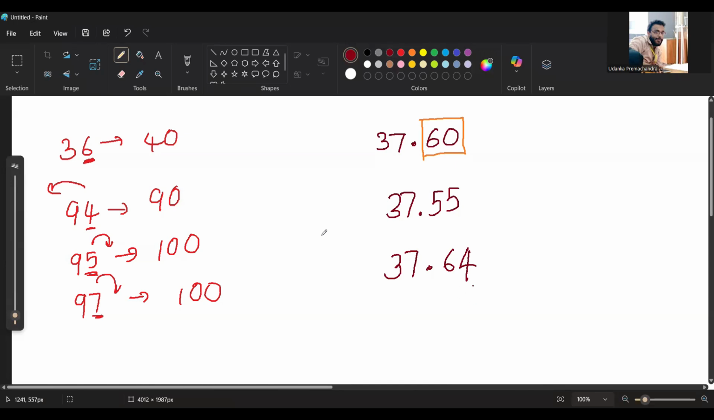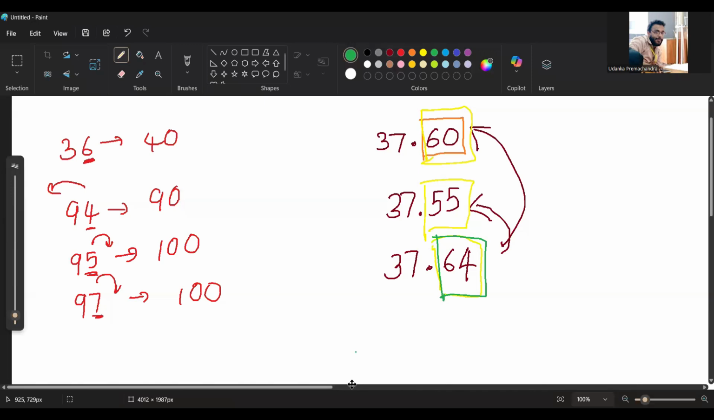64. The final answer after rounding should be 60. Is that clear? After rounding, it becomes 60. The smallest value that rounds to 60 should be what? 55. The largest value that rounds to 60 should be what? 64. If they take 65, it becomes 70. Is that clear?